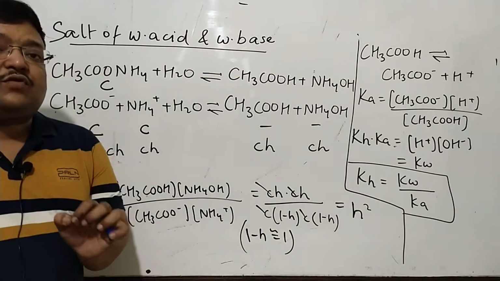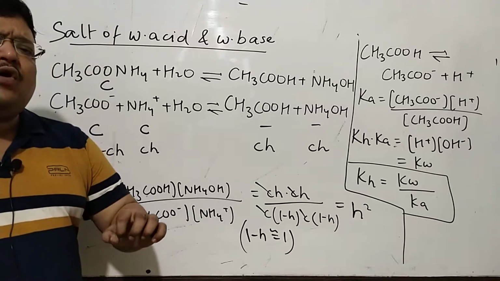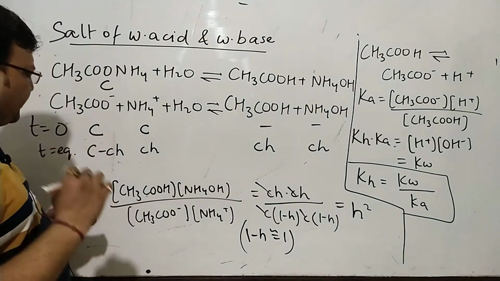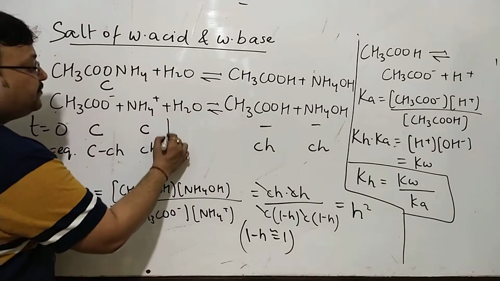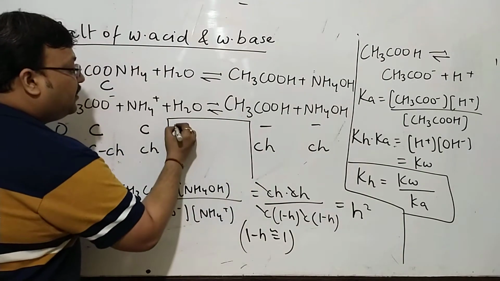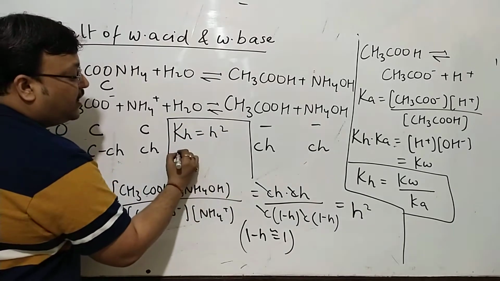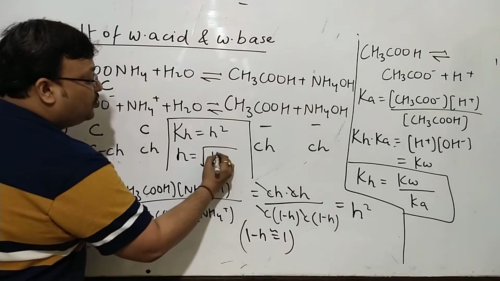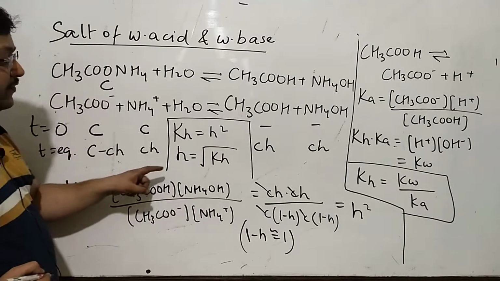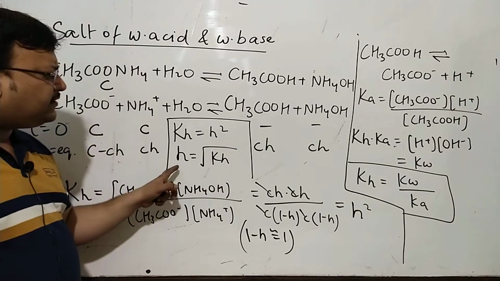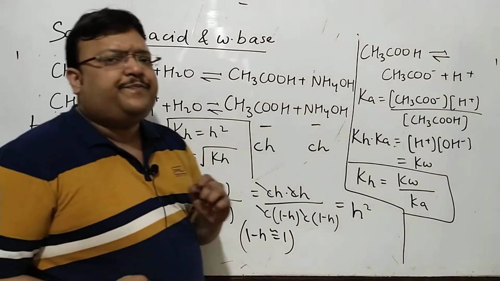So this time there is going to be one basic difference from all the expressions we have seen so far. And that basic difference will be, this time you are going to get KH is equal to H square only. It's not CH square, H is equal to root KH only. This is independent of concentration. While you are noting it down, please note down this H is independent of concentration.